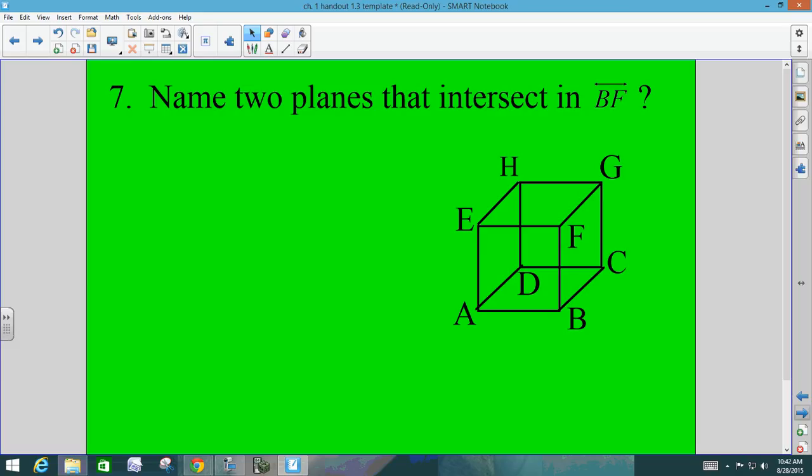All right, number 7. Name the 2 planes that intersect on line BF. You have to find the 2 planes and name them that intersect on that line. Go ahead and do this here for a second on your own. If it helps first to shade them in, like if it's the back or the front or the left or the right or the top or the bottom, and then go back and name them, then do it.